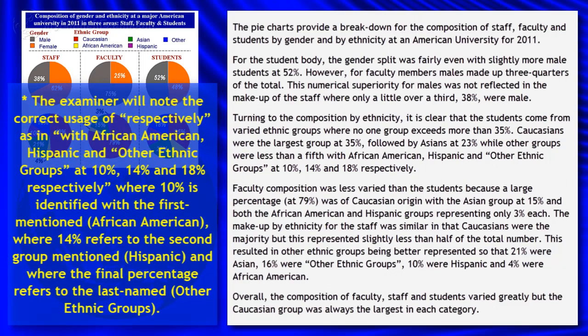The examiner will note the correct usage of respectively, as in with African American, Hispanic, and other ethnic groups at 10%, 14%, and 18% respectively. Where 10% is identified with the first mentioned, African American, where 14 refers to the second group mentioned, Hispanic, and where the final percentage refers to the last named, other ethnic groups.